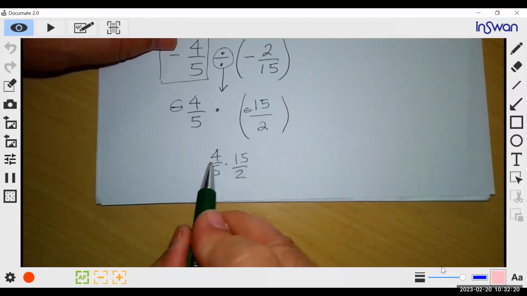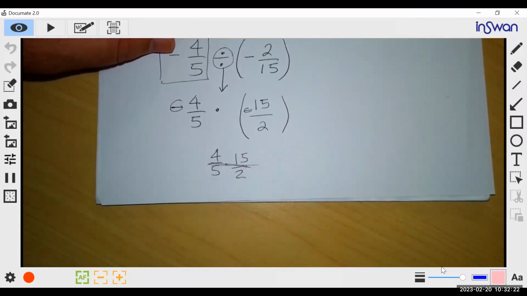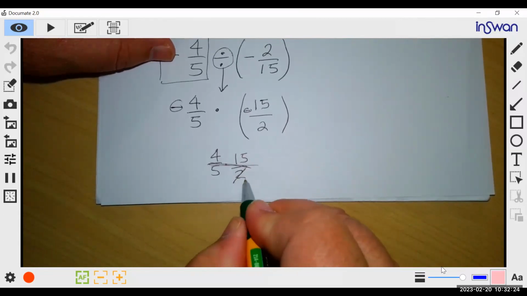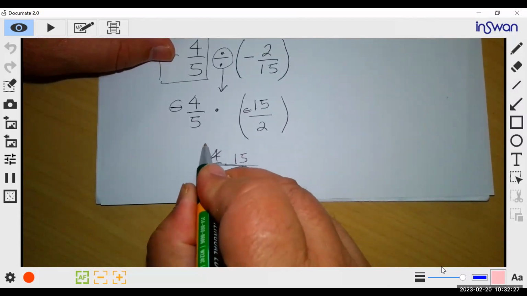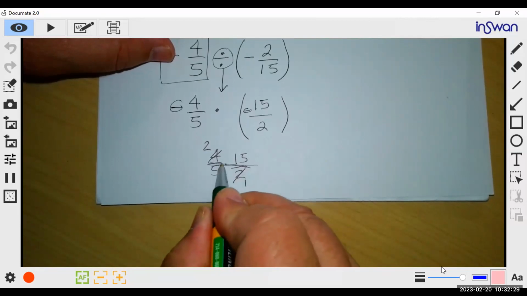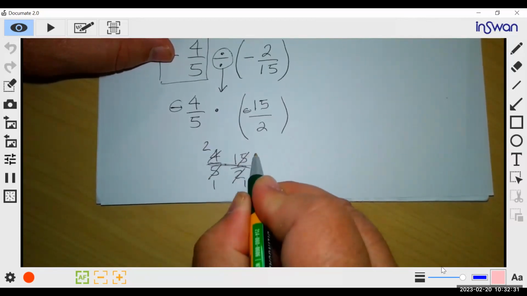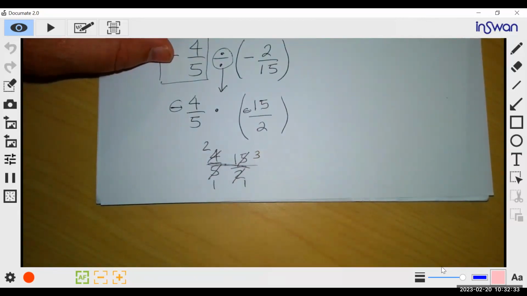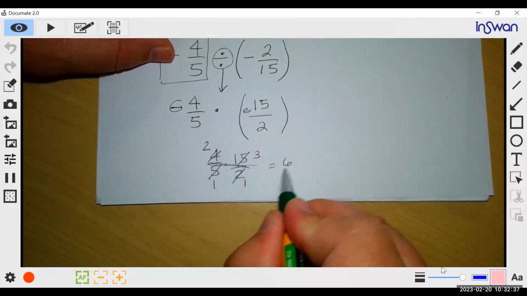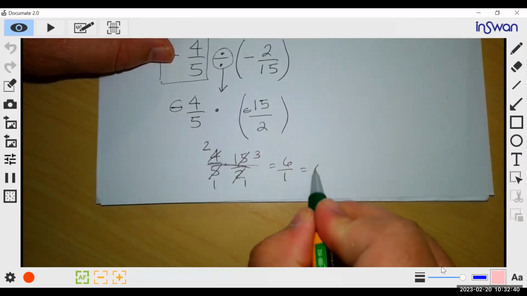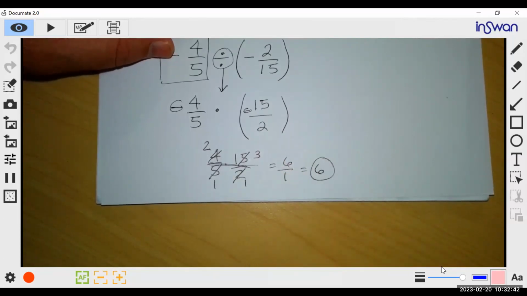So we have 4/5 times 15/2. Can anything cancel? The 2 goes in the 4 how many times? The 5 goes into 15. Two times 3 is 6. 1 times 1 is 1. So the answer is 6.